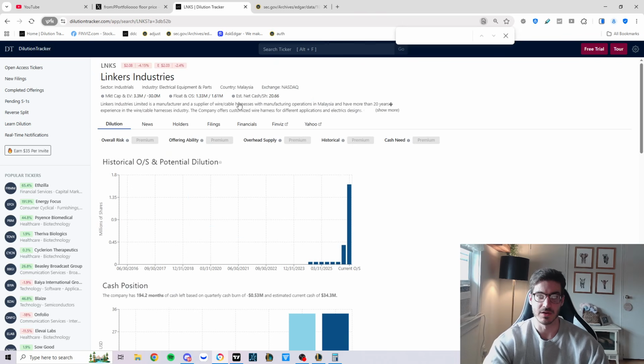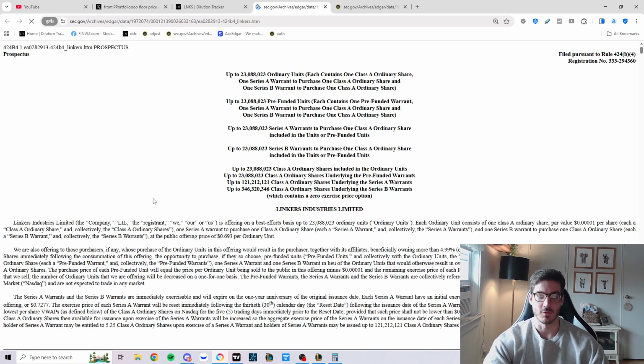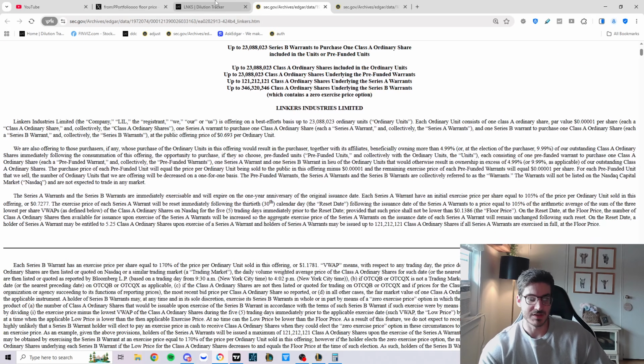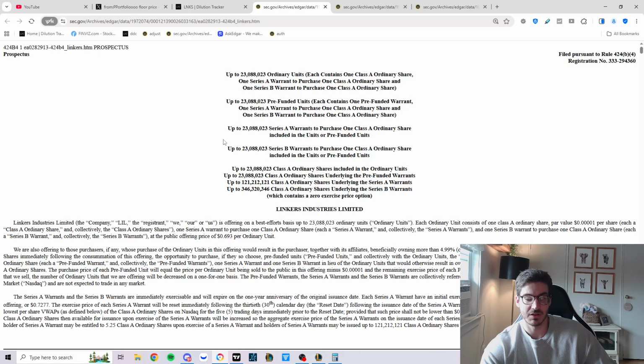Like Lynx was one. Lynx had tons of cashless warrants. If you look at their past ones, up to 350 million shares, Class A, right? A lot of people got burnt on Lynx. They were selling however many million shares. It says it right in the filing, right here. I don't even need to look. Just click the prospectus. Up to 346 million Class A ordinary shares underlying the Series B warrants. Look at how many shares they have, which contain a zero exercise option.